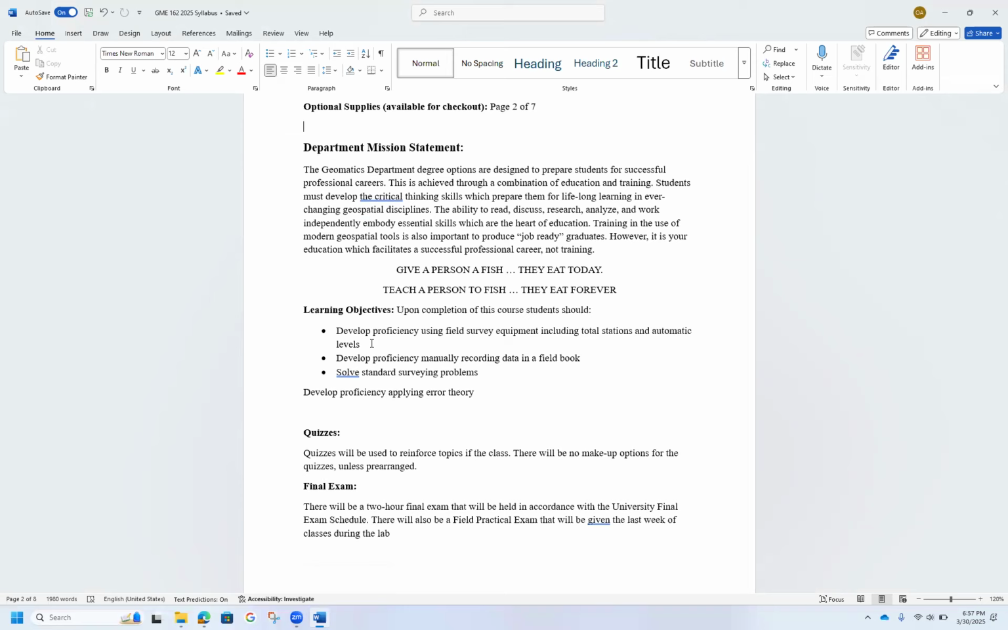The geomatics department degree options are designed to prepare students for successful careers. This is achieved through a combination of education and training. Students must develop the critical thinking skills that prepare them for lifelong learning in ever-changing geospatial disciplines. The ability to read, discuss, research, analyze, and work independently embodies essential skills which are the heart of education.